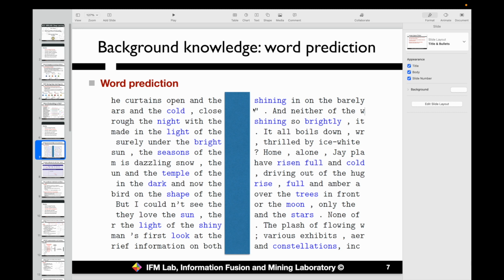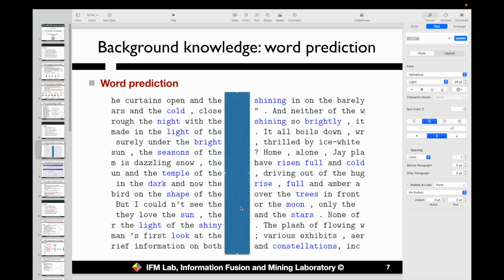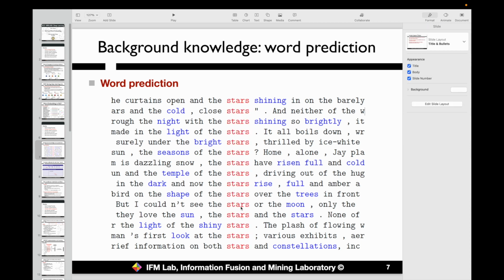So actually, according to the highlighted words, we find that this word is probably correlated with shining, with night, right, and cold, and sun, and also some other words like moon, for example. Actually, if we remove this hidden block here, we find that the missing words we are predicting are all stars. We have stars shining, and all the bright stars, and stars that rise, and shining stars, and star all the moon, something like that, right? We find that all the highlighted words are correlated with stars.